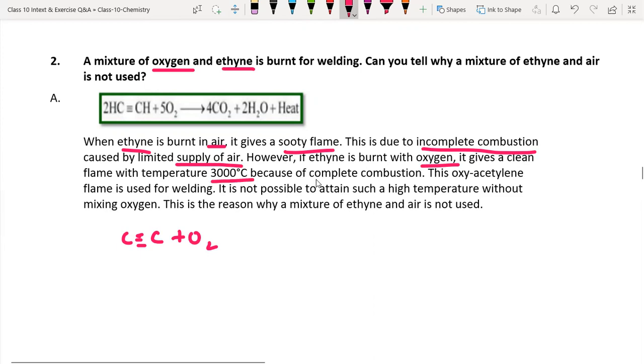because of complete combustion. Here, because of incomplete combustion, you got a sooty flame. Because of complete combustion, it will give a clean flame. So that is why a mixture of oxygen and ethyne is burned for welding. Here, a mixture of ethyne and air is not used, only a mixture of ethyne and oxygen is used. That is the concept.